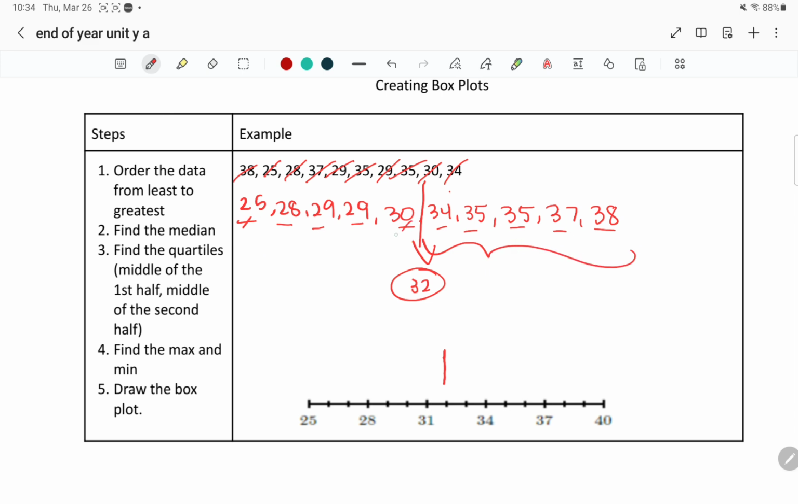So I look and I'm like, there we go. Middle is 29. That's going to be quartile 1. Middle is 35. That's going to be quartile 3. So I come to my box and I drag my box or draw my box at 29 and 35. So now my minimums and maximums. My minimum's 25. So there goes my whisker. And my maximum is 38. So this one actually looks pretty even. That's kind of cool.